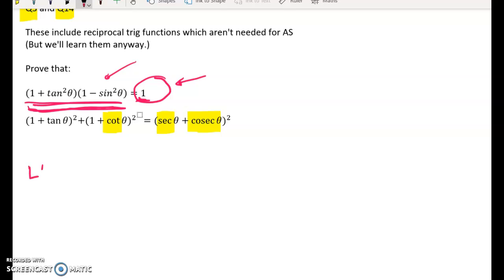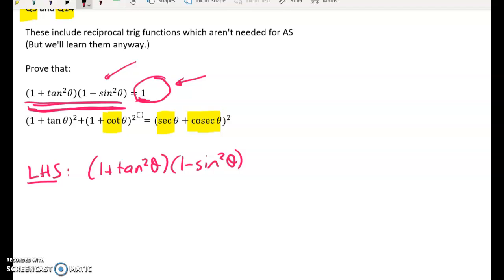So let's look first of all at how we set it up. Well, we're going to write left-hand side, and then we just write out exactly what we've got on the left-hand side. And now we do whatever the obvious next step is. Only in this case, there are a couple of obvious things that we could do.